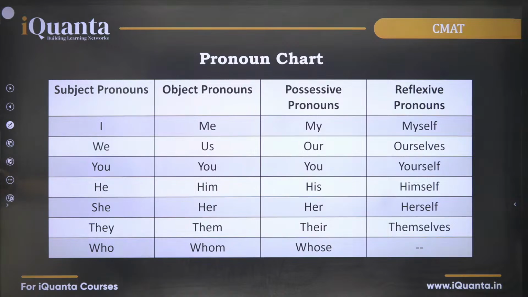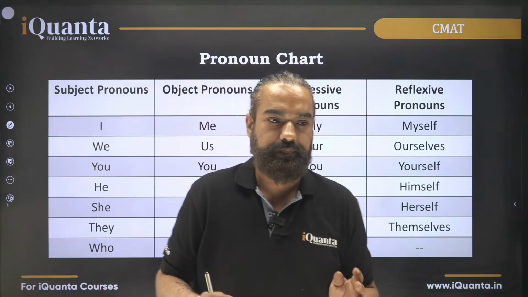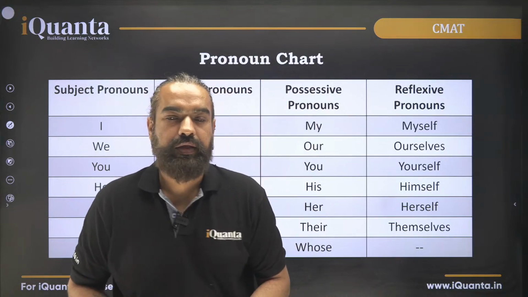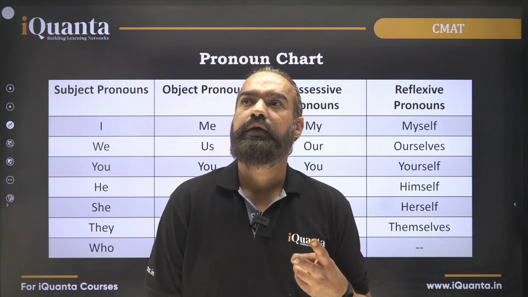Okay, pronoun chart. Let's see how this is made. So guys, this is something you need to remember, but I'll tell you the rationale behind it. Let's look at this. So there are three persons in the English language: first person, second person, third person. Right? First person I, second person you, third person he, she, they.